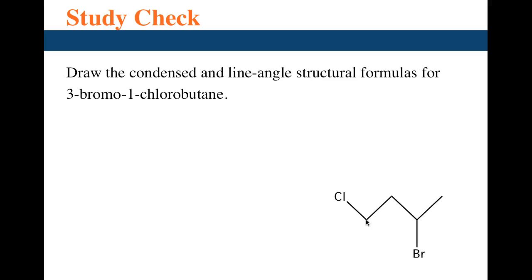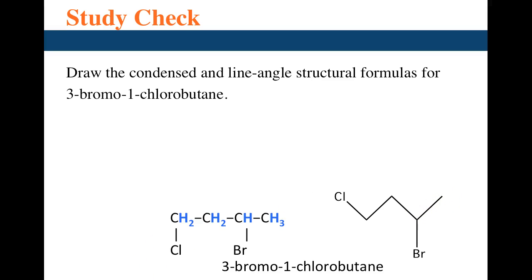And then you can go about filling in the hydrogens. So this carbon will have 2 hydrogens, this will have 2 hydrogens, this will have only 1 hydrogen, and this will have 3 hydrogens. Okay. So 3-bromo, 1-chlorobutane. Okay.